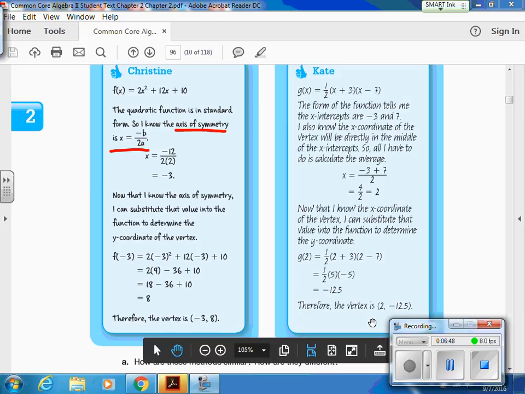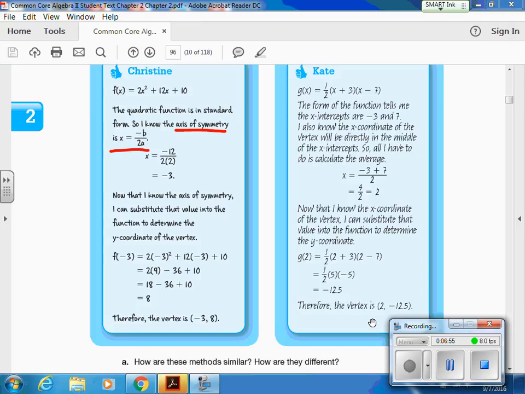So how are these two similar? What did they both do first? Found the x. And then once they found the x, they substituted it in and found the y. So that's the same. If you're not in vertex form, the first thing you have to do is find the x and then substitute it and find the y. Now, how are they different? Well, Christine used a formula for the axis of symmetry, and Kate just used that it's going to be in the middle, so she split the difference, okay?